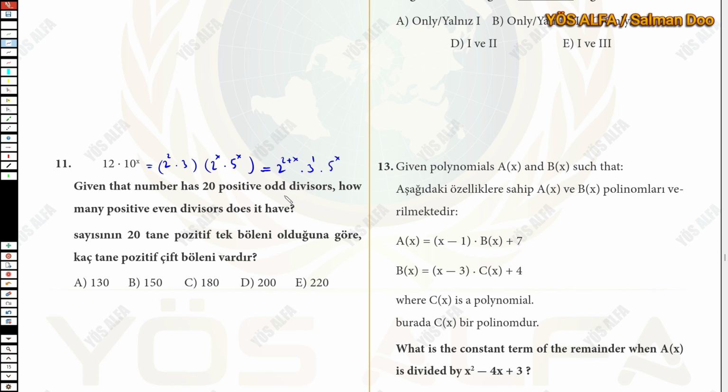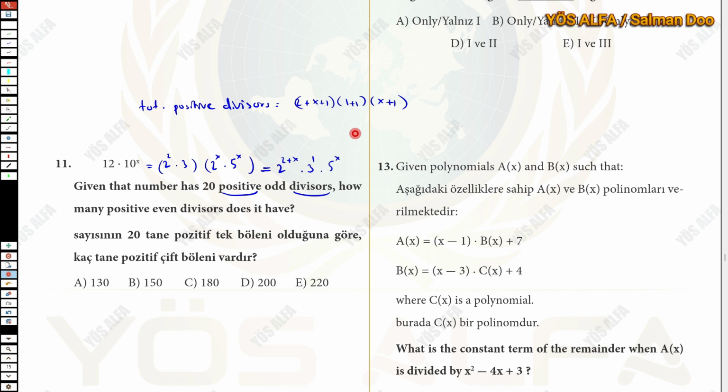And we know that to find the total positive divisors, we can increase the power of each prime number here by 1 and multiply. So the total positive divisors is (2 plus x plus 1) times (1 plus 1) times (x plus 1). And we know that the odd divisors can come only from this 3 and 5. Whenever we have 2, we're going to have an even divisor. So we'll take care of this part only for now to equate it with this 20 here.